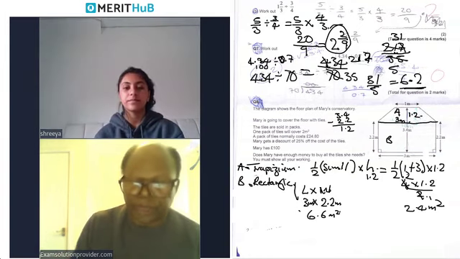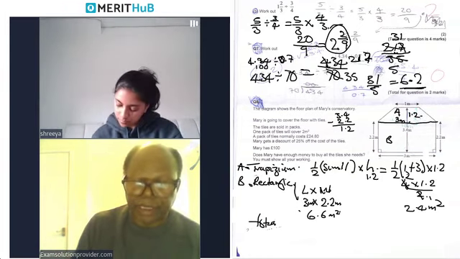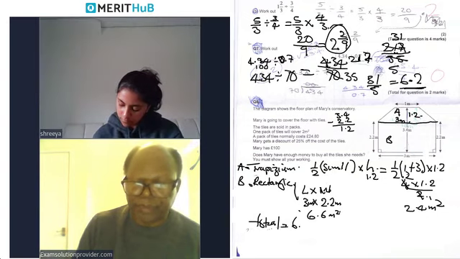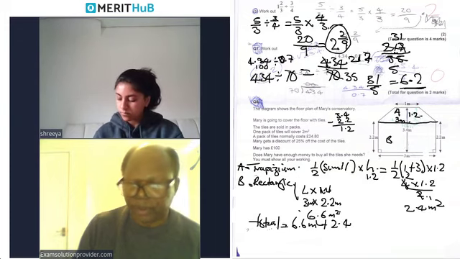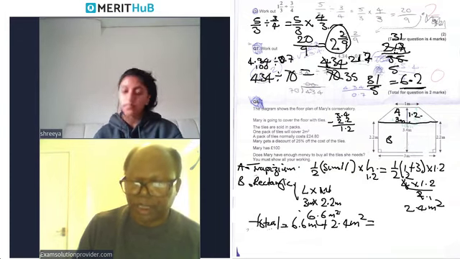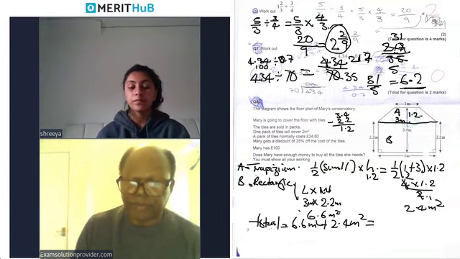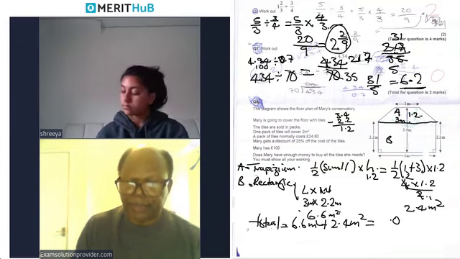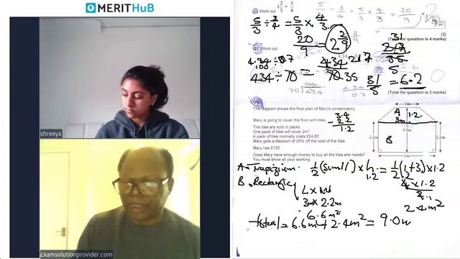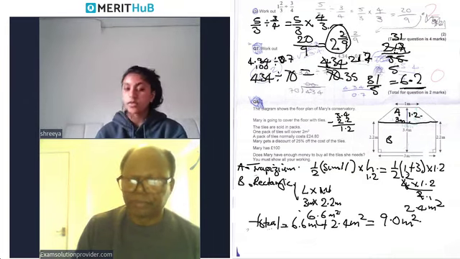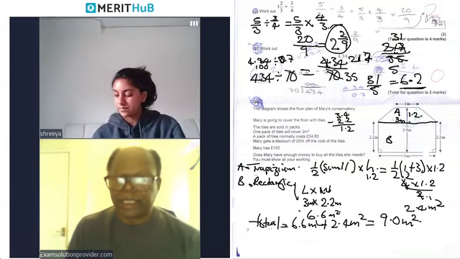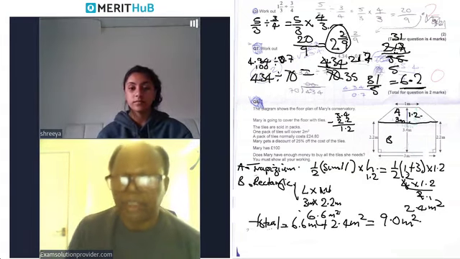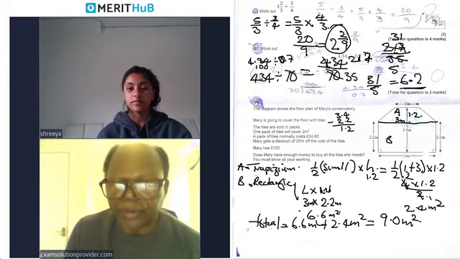Okay, so we need the total area. The total area is going to be 6.6 square meters plus 2.4 square meters. So 4 plus 6 is 10, so it's 0 point, and then 2 plus 6 is 8, 8 plus 1 is 9. So this is 9 square meters. That's the total area. So now we are happy, we can start going into the other things they are talking about.